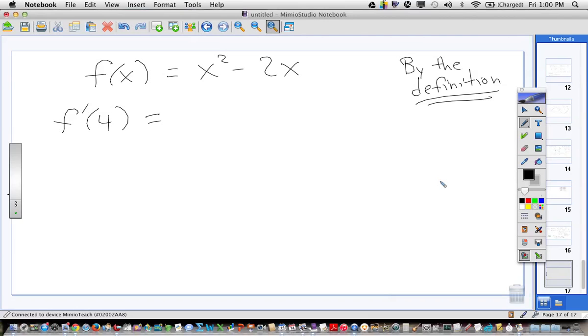Okay, let's start with this. Find f prime of 4 by the definition. Now, if you want to help each other out, ask questions, that's fine.